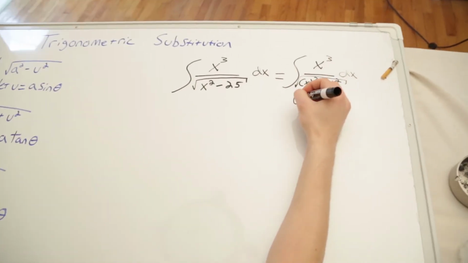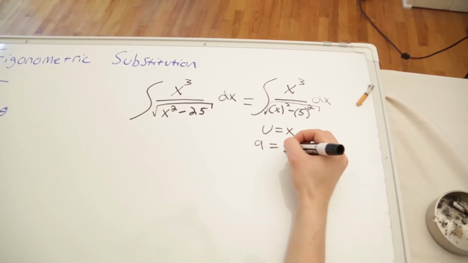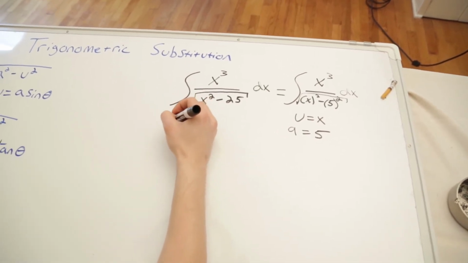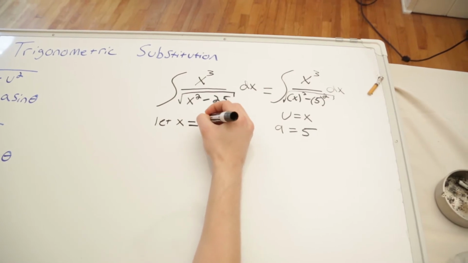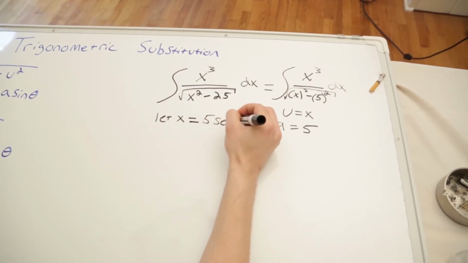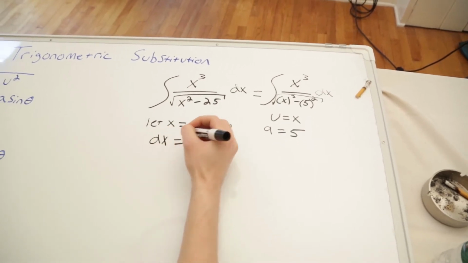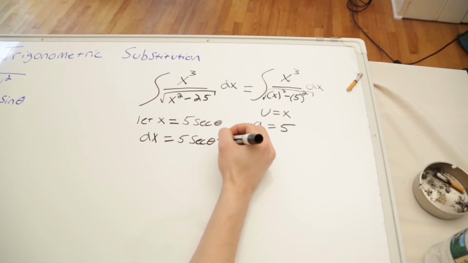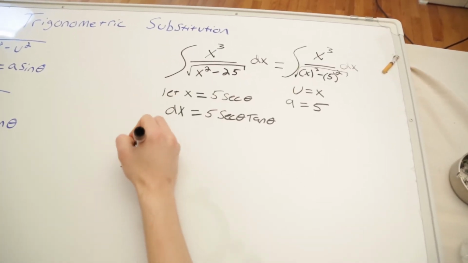Our u value is going to equal x, and our a value is going to equal 5 here. So since our u value is out front, we're going to let x equal 5 secant theta. That means our dx is going to equal 5 secant theta tan theta. So now let's plug back all of our information into our integral.